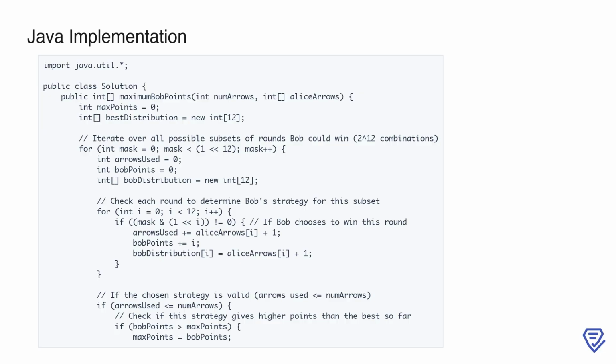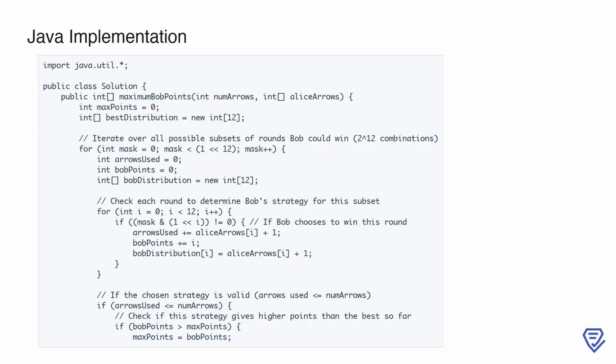We start by initializing variables to track the maximum points Bob can achieve and the best distribution of arrows across the 12 rounds. To explore all possible strategies, we use a bitmask approach to iterate over all subsets of rounds Bob could potentially win. Since there are 12 rounds, we have 2 to the power of 12 combinations. For each subset, represented by mask, we determine the arrows required and the points Bob would earn if he chooses to win the rounds indicated by the mask.